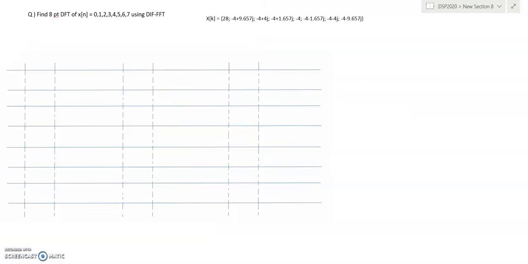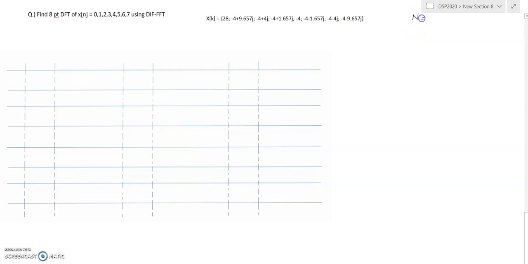So now we are going to do this problem using the DIF technique. Presently we are doing this question: 8-point DFT of x of n = 0, 1, 2, 3, 4, 5, 6, 7 using the DIF technique. And the answer is supposed to be this one. And as we have learned, we have to look into the basic concepts.